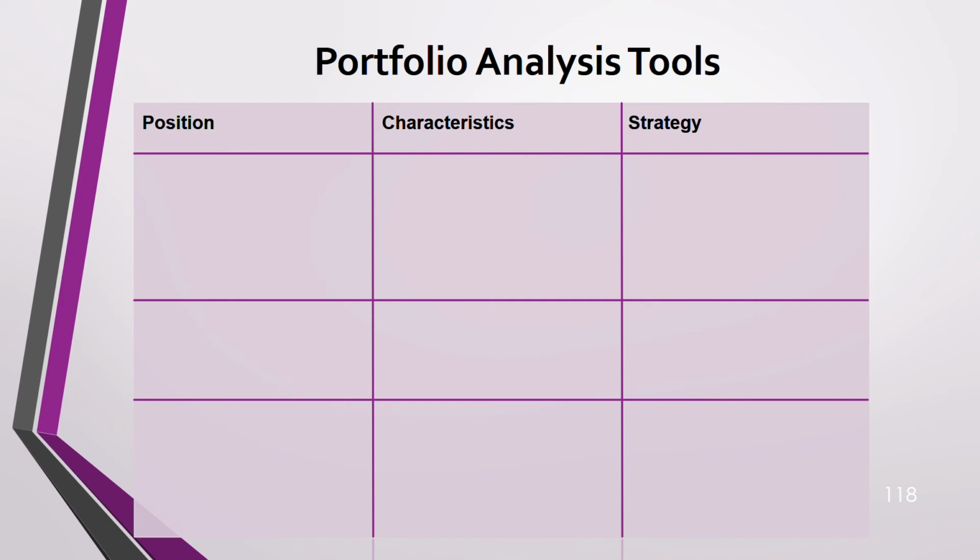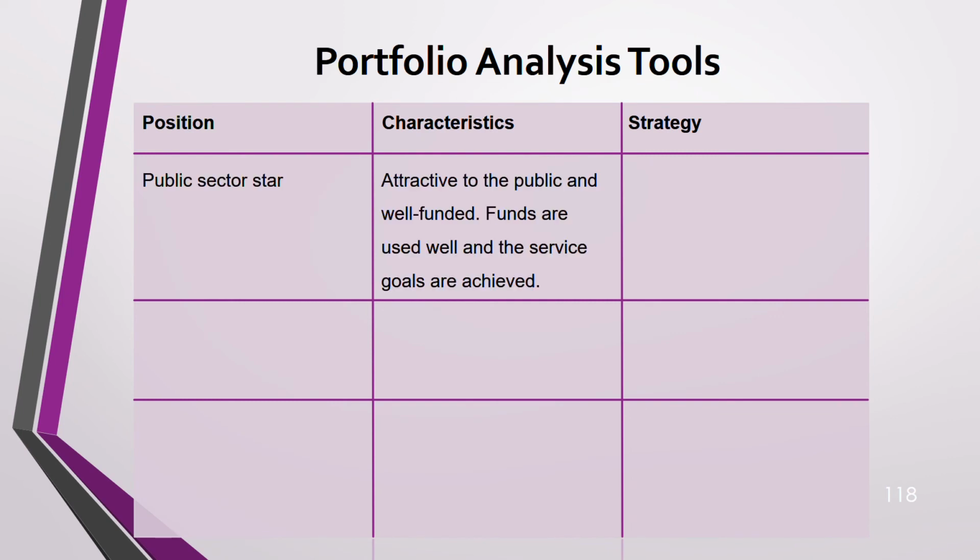Starting with the public sector star. What are the characteristics? These are those which are attractive to the public as well as well funded. Strategy is you have to continue with this. Whatever the funding level is, at the current funding level, you have to continue with the public sector star.